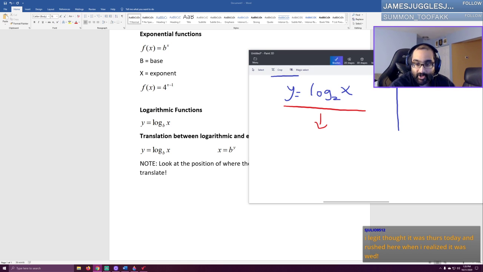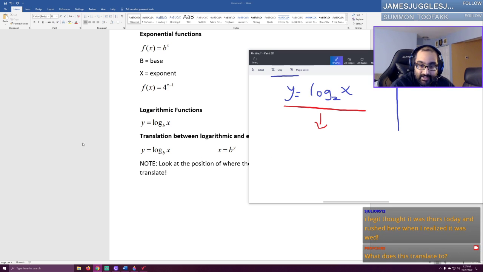Glad you can make it, Selena. So what does this translate to? If we use this translation here, what does this translate to? Can anybody tell me?